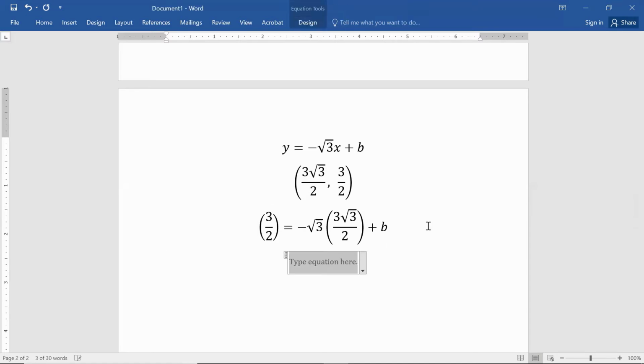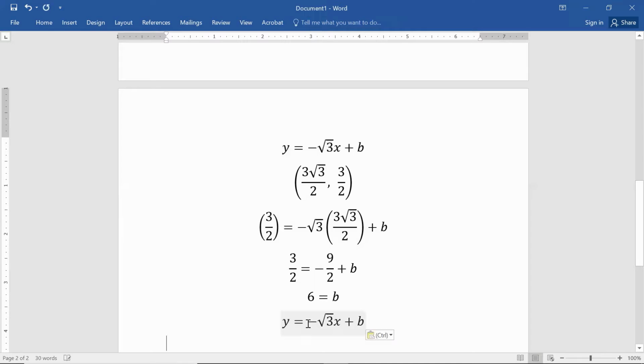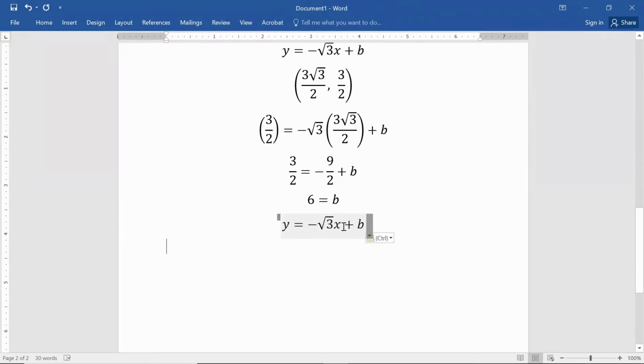So the left-hand side stays as 3/2. The right-hand side of that equation is going to turn into a negative 9/2 plus b. If I add 9/2 to both sides, I end up with 12/2 is equal to b, which means b has to be 6. So my equation of the tangent line is going to be y equals negative square root of 3 x plus 6.